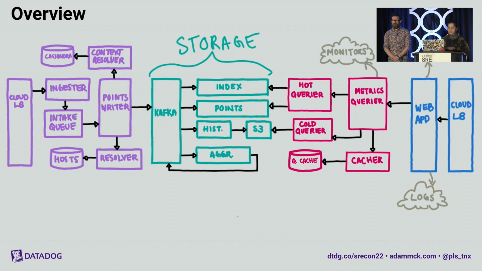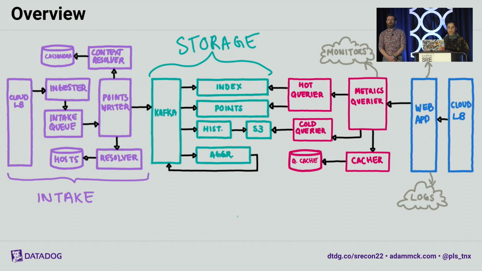So there's a storage tier in teal, which I'll come back to. On the left, in purple, we have the intake tier. There's an ingester service that receives all of the incoming data from our agents and API clients, performs authentication and basic validation, and then writes it to an elastic Redis cluster that we call the intake queue. Next, it performs resolution, which involves transforming strings like system.cpu.usage into indexable keys. We store these mappings in a big Cassandra cluster with a cache in front of it, and then after resolution, we write everything into one of our Kafka clusters in the storage tier.